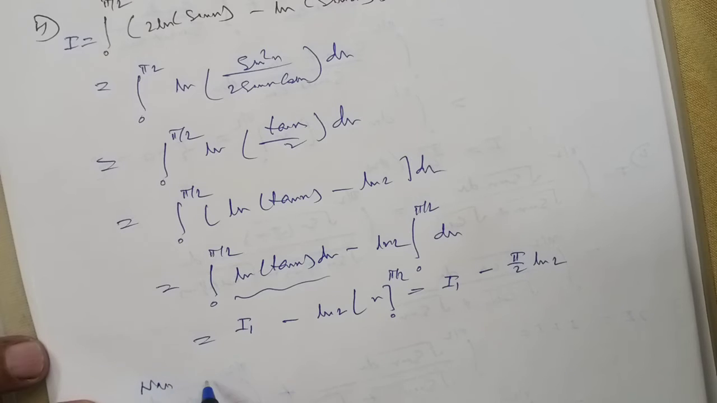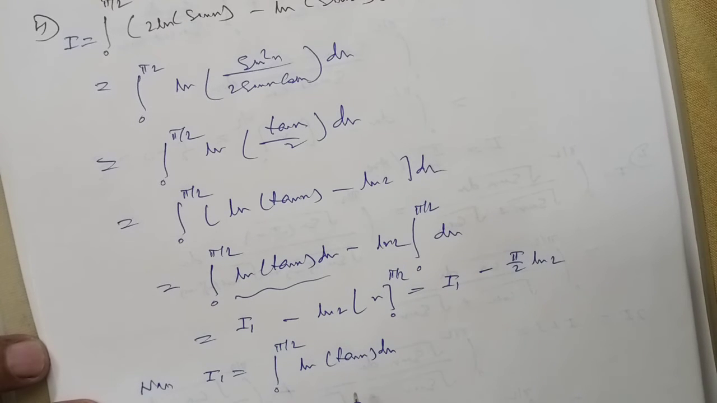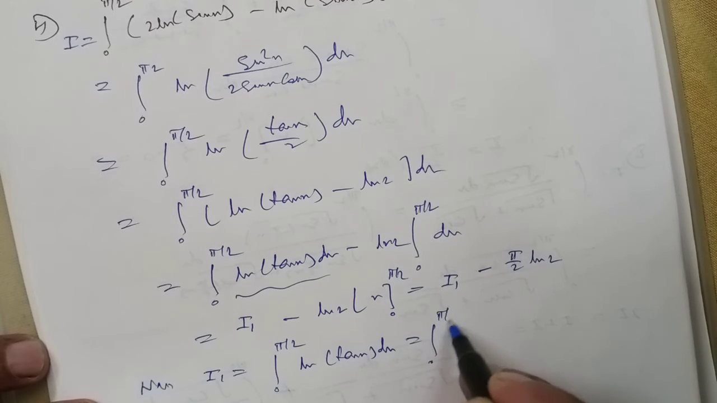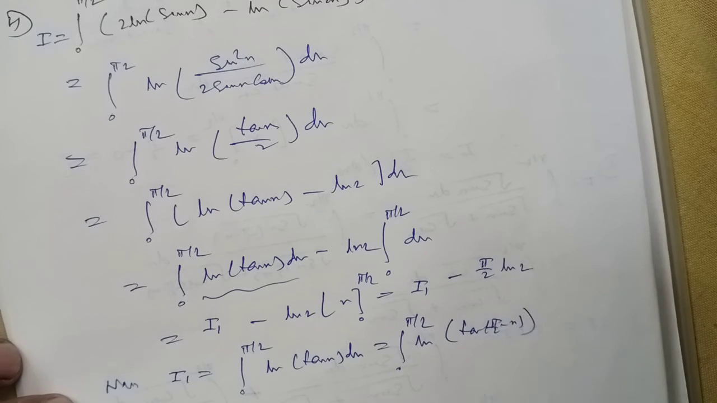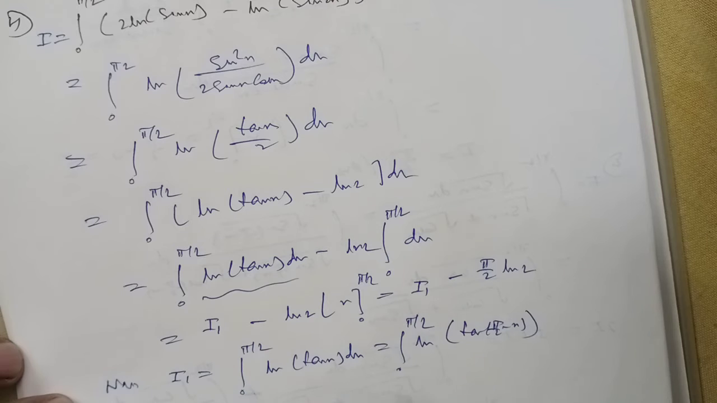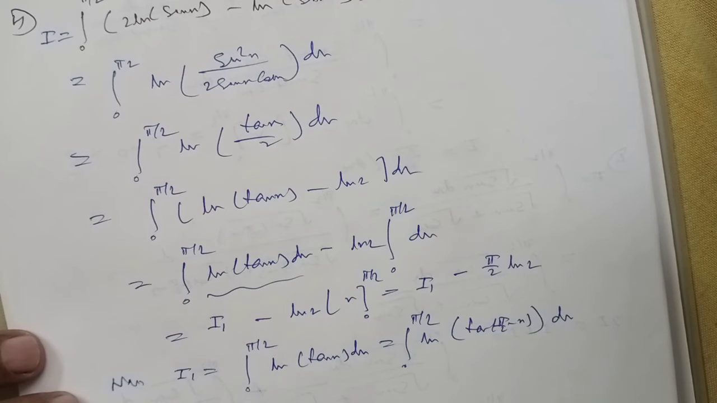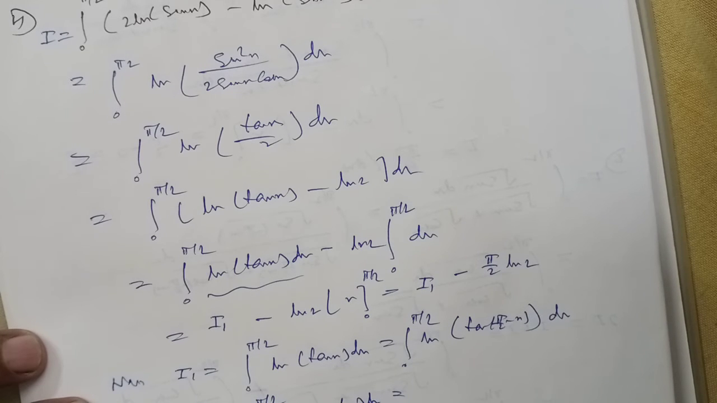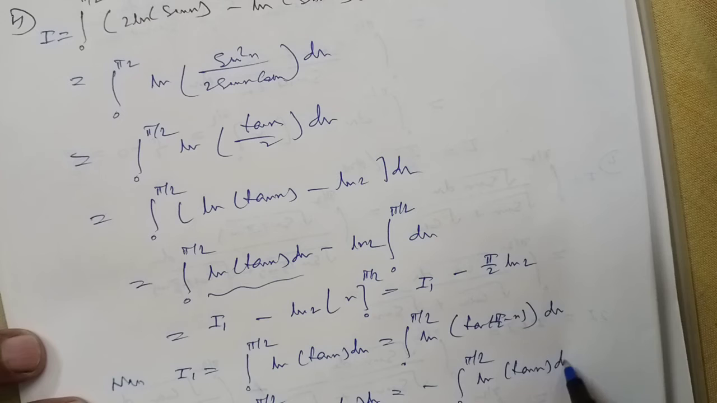Now I1 equals integration 0 to pi by 2 of ln of tan x dx. Apply the fourth property here. Always replace x by a minus x. Here a is pi by 2, so you have to replace x by pi by 2 minus x. So you get integration 0 to pi by 2 of ln of tan of (pi by 2 minus x) dx, which is ln cot x dx. Now ln cot x can be written as minus ln tan x, so you can write minus integration 0 to pi by 2 of ln of tan x dx.